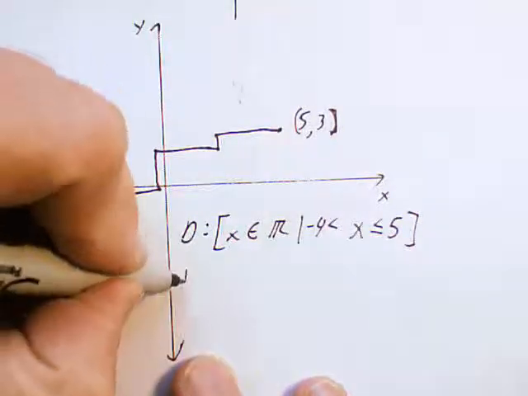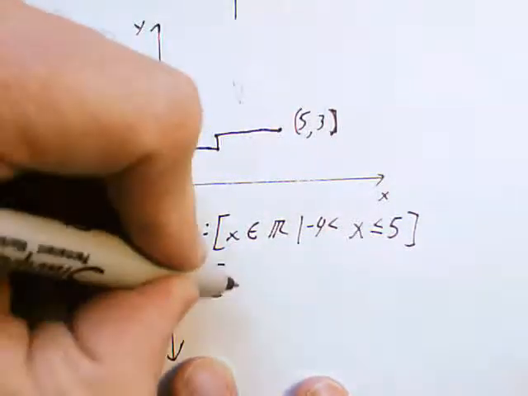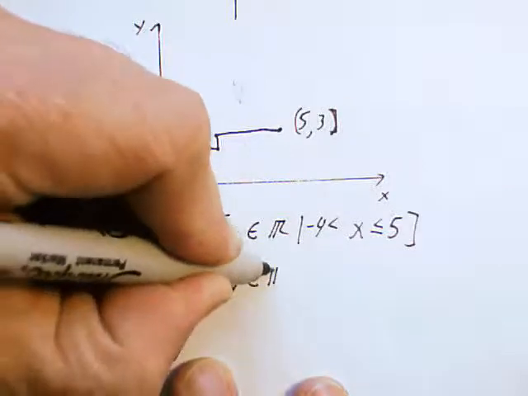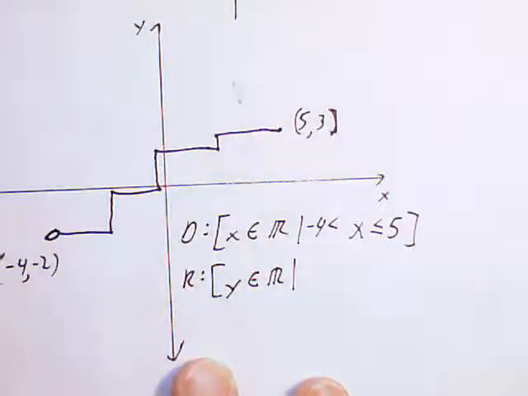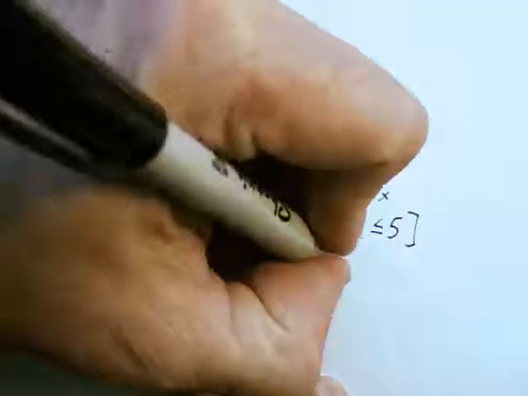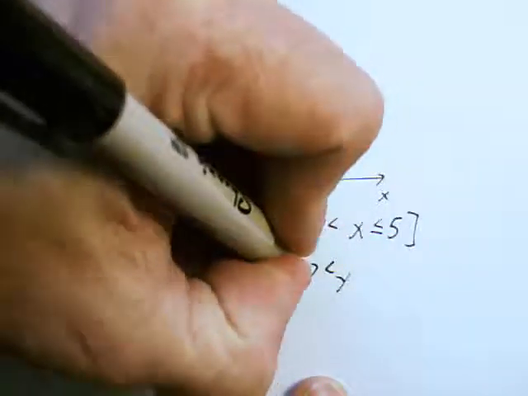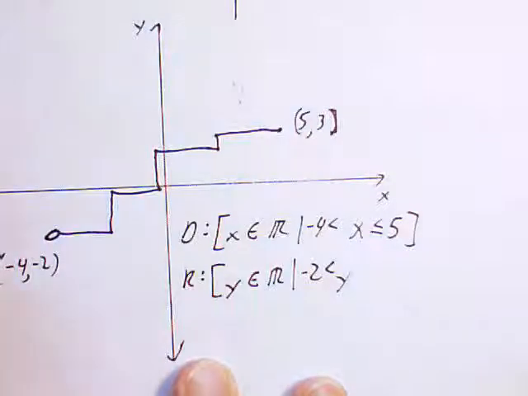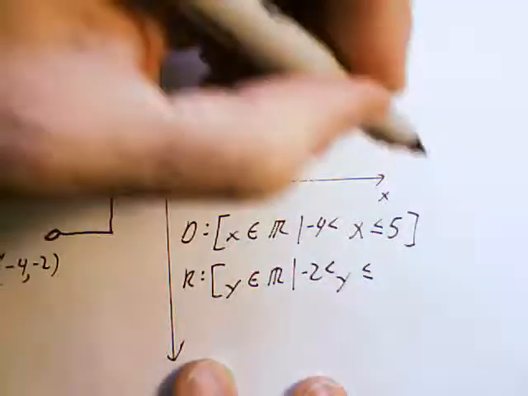Similarly, my range. The smallest value on the y-axis that I have is very close to -2, but it's not exactly equal to -2 because it's an open hole. So I'm going to say y is greater than -2 and less than or equal to 3.